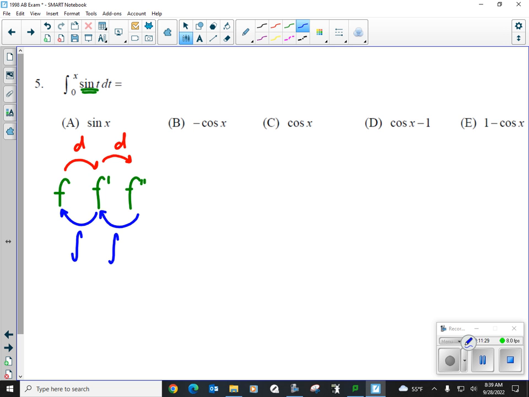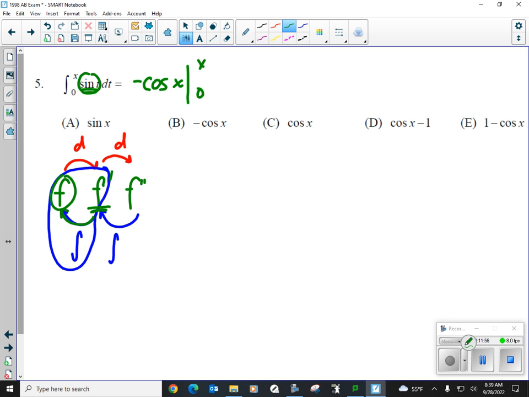So this is what I have here. I'm integrating, so I'm going backward. What would I have here that would give me the derivative? Okay, I'm trying to go back. Negative cosine of x. If I take the derivative of that, that would give me sine. Okay, I want that from x to 0.